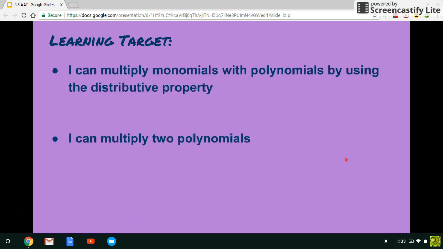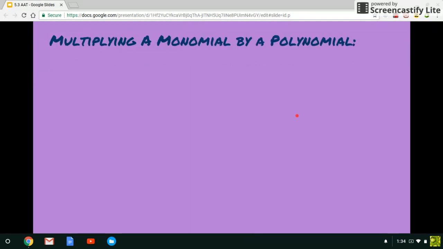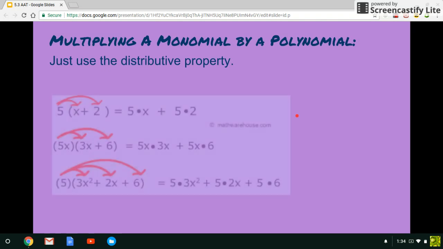First one is I can multiply monomials with polynomials by using the distributive property. And the second one is I can multiply two polynomials. So let's get started. First thing is multiplying a monomial with a polynomial. So we just have to use the distributive property here.